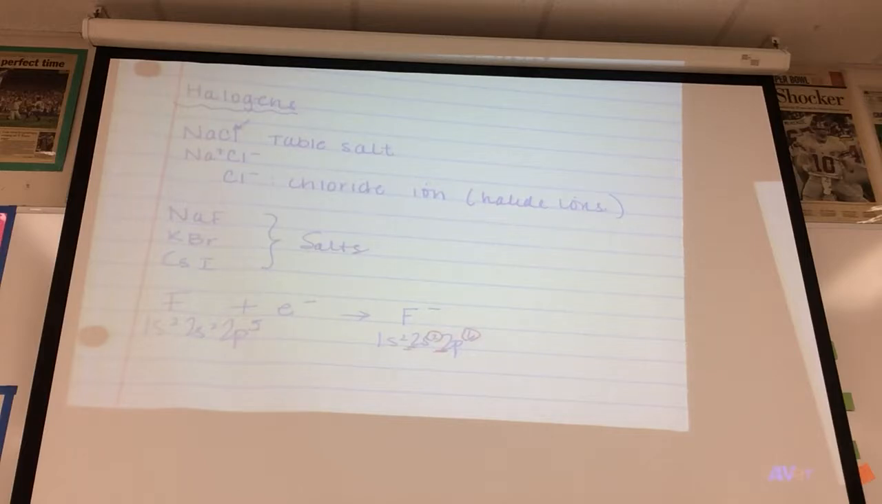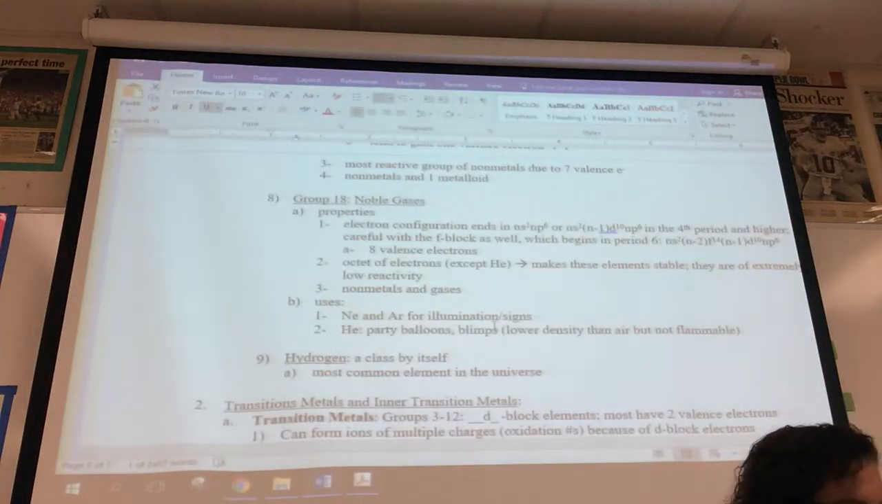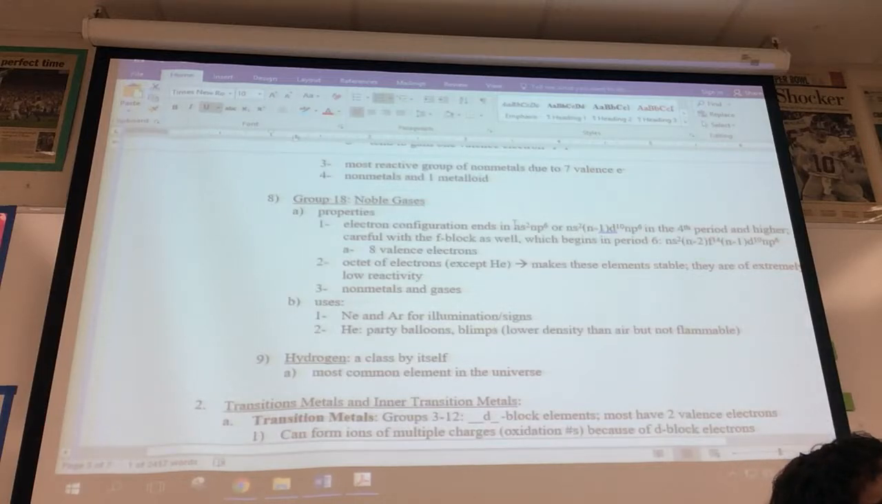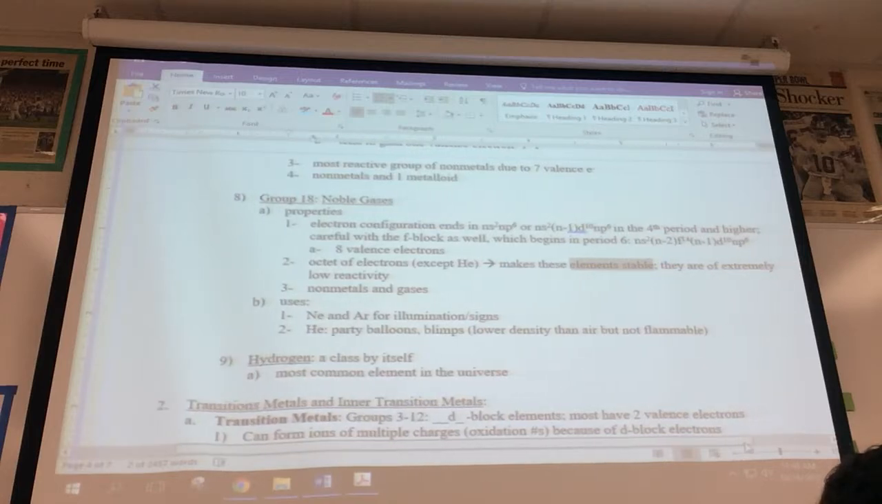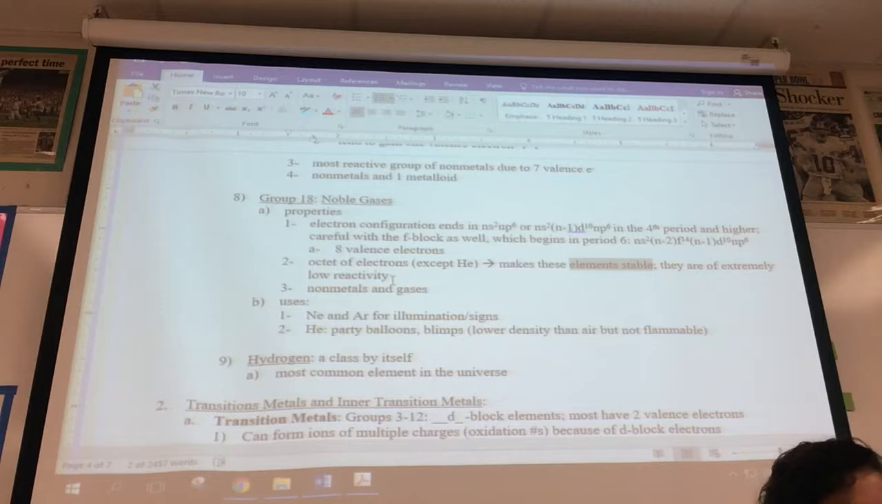The last group of the P block is your noble gas family. These elements are going to end in ns2 np6. You're going to have 8 valence electrons, and as a result, they already have an octet of electrons except helium, which has a duet. And so these elements are very, very stable. They're of extremely low reactivity. It used to be thought that they were inert. They didn't react with anything, but they do have some reactivity, although very, very low.